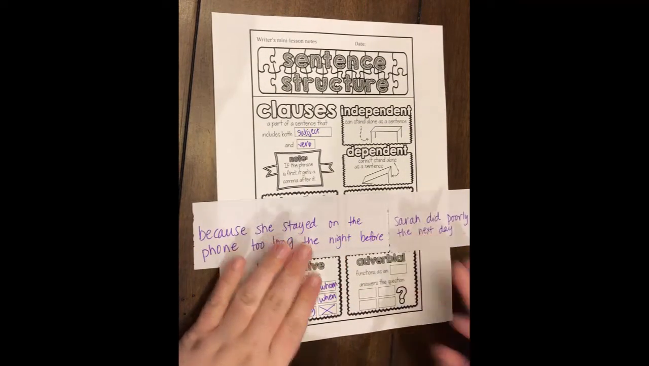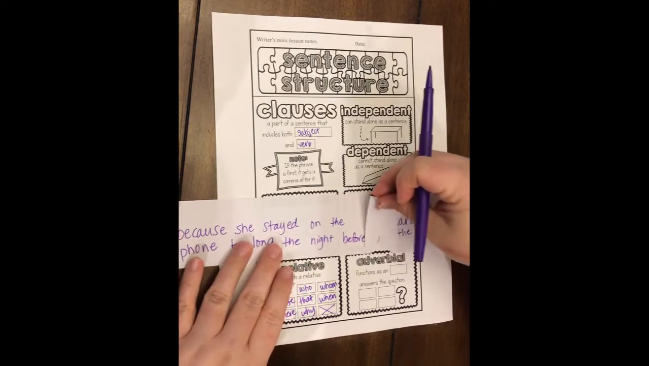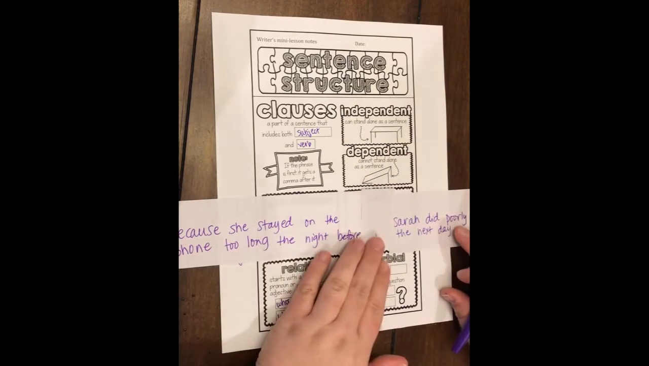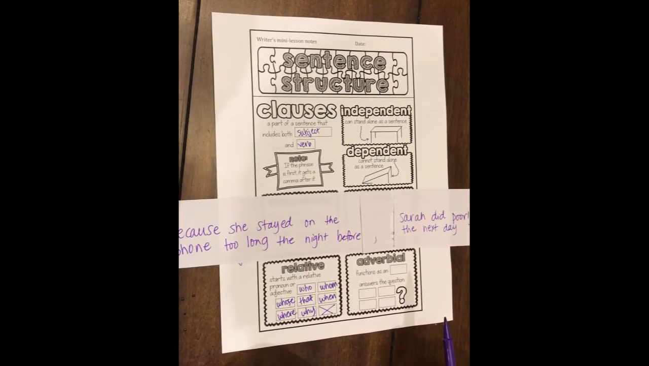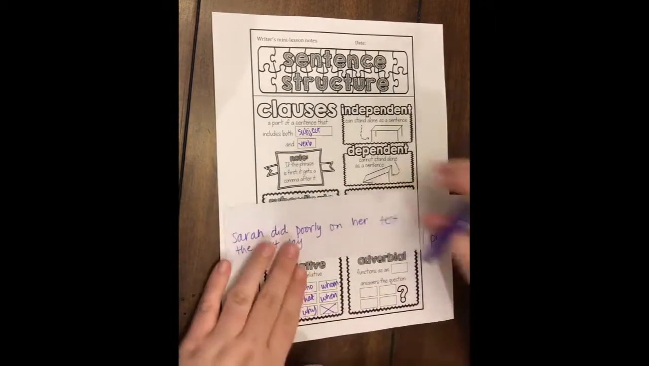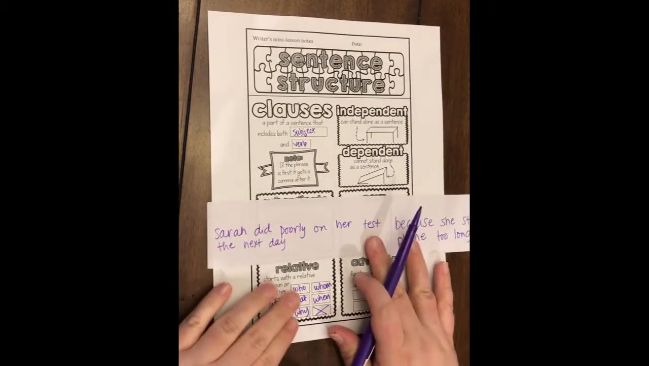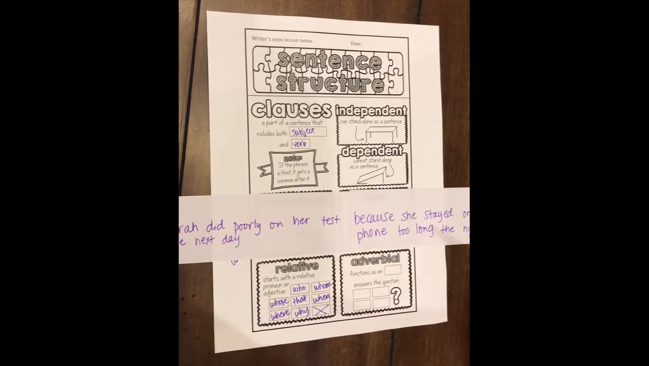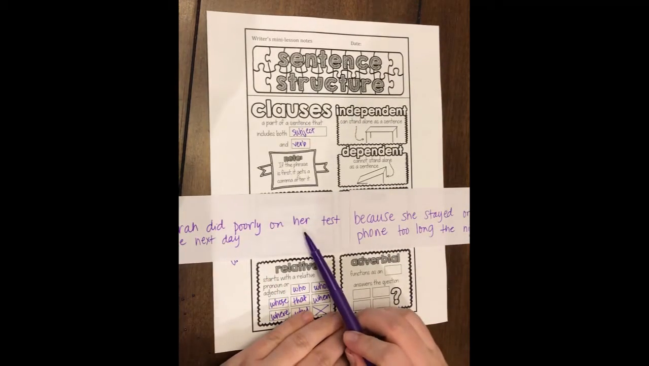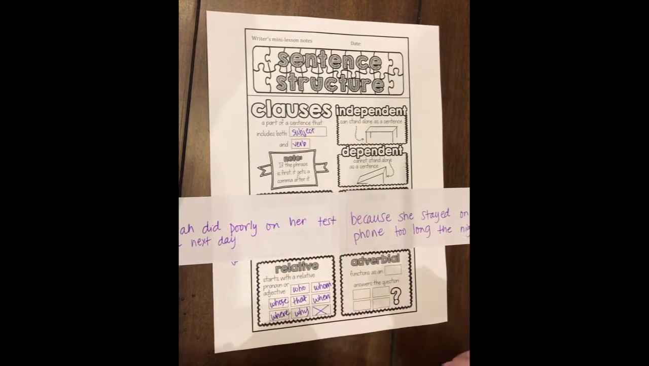Make sure you can see all that. Okay, so because she stayed on the phone too long the night before, Sarah did poorly on her test the next day. If you begin with a subordinate clause, you have to put a comma at the end of the subordinate clause. You can also switch these around. Begin with the independent clause and then end the sentence with the subordinate clause. You do not need a comma between an independent clause and a subordinate clause, only if you begin with a subordinate clause.